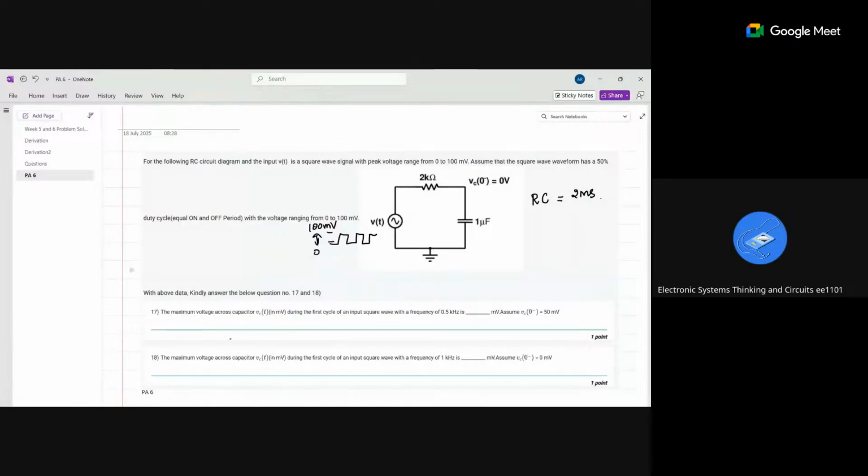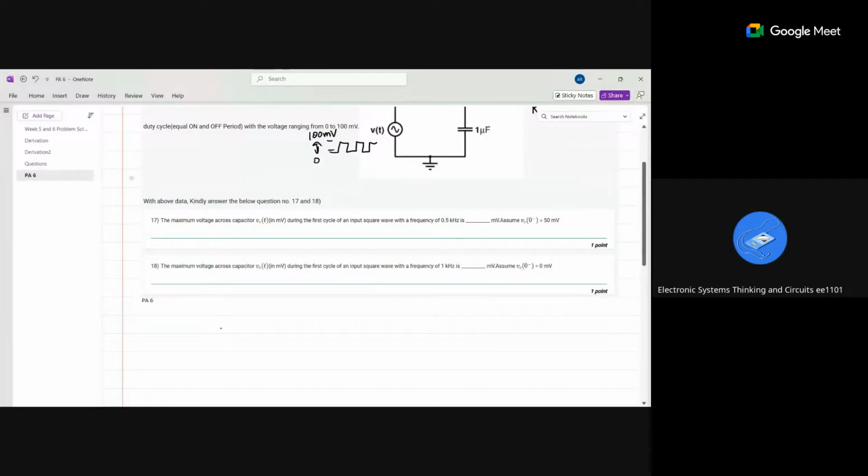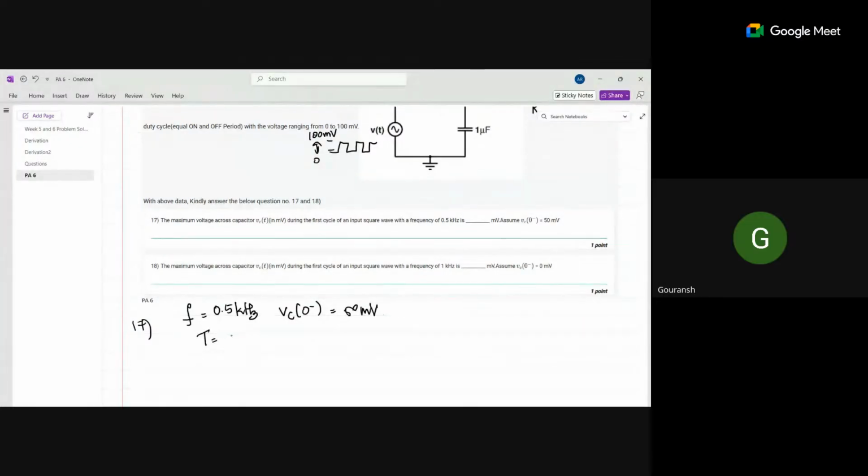In the 17th question, they have asked for the maximum voltage across the capacitor Vc of t during the first cycle of the input square wave. Frequency is given as 0.5 kilohertz. And Vc of 0 minus, that is, initially the capacitor has been charged to 50 millivolt. So how will we solve this? From the frequency, we can find the T value: frequency is equal to 1 upon time period. What is it? 2.